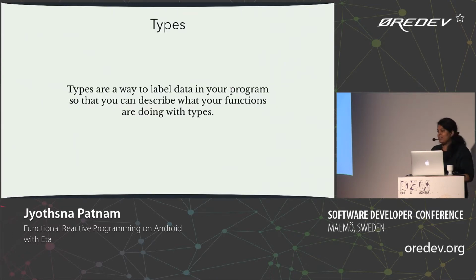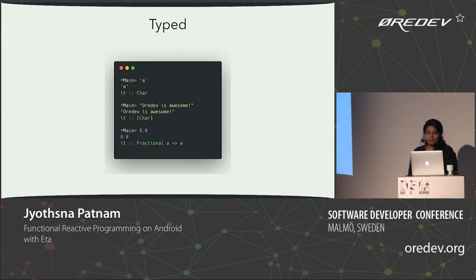Now, types. Types are everywhere in ETA. They are a way to label the data in your program so that you can describe precisely what your functions are doing. Here is a simple example from ETA's REPL session. The first one has type character, the second one is a list of characters, and the third one is something called a polymorphic literal, which can take either the type float or double depending on the situation.